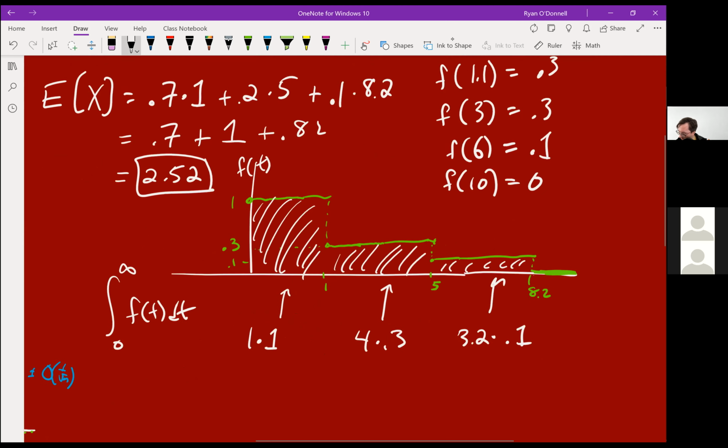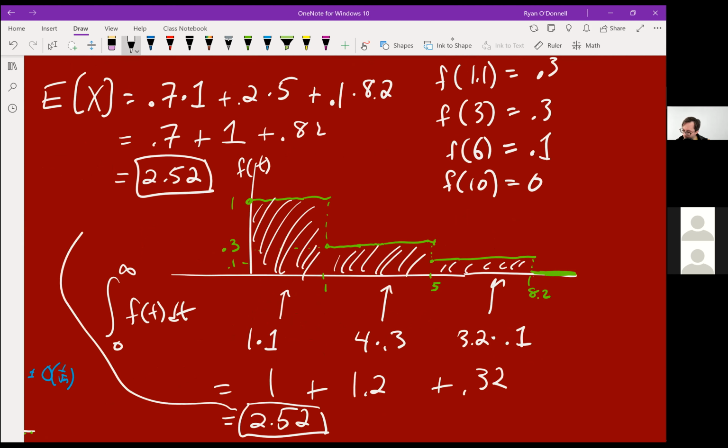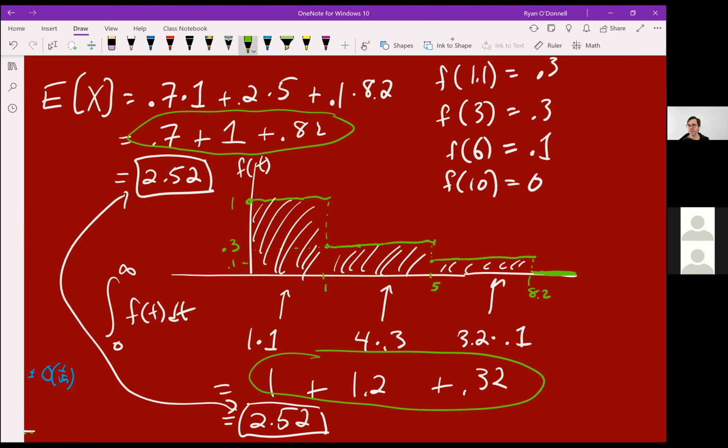Okay, so now we have to add this up. I can do that. 1 plus 1.2 plus 0.32, which adds up to 2.52. Oh, thank God. All right, it's a miracle. These two things are equal. It's funny though, because we added up three quite different looking numbers here and three quite different looking numbers here, and we got the same result both times. So that's neat.